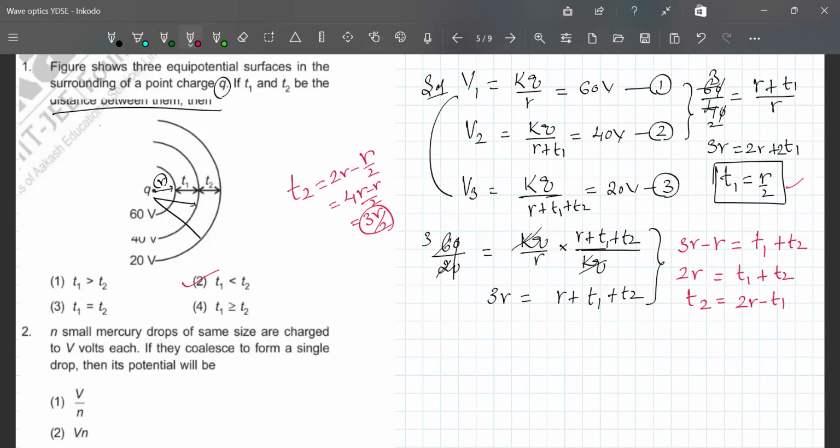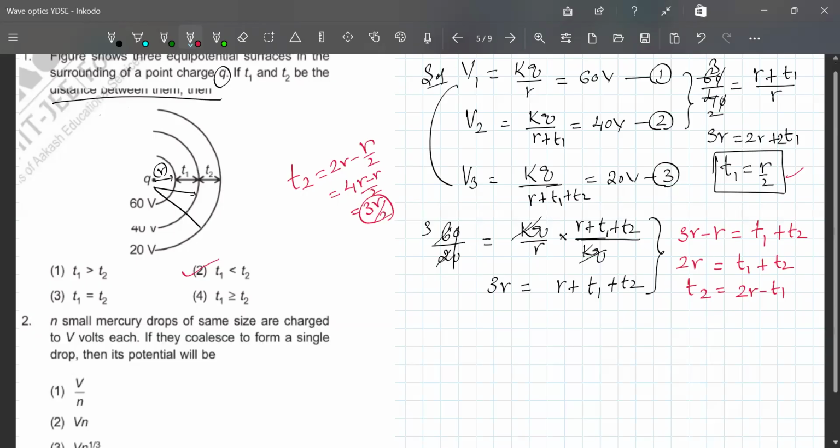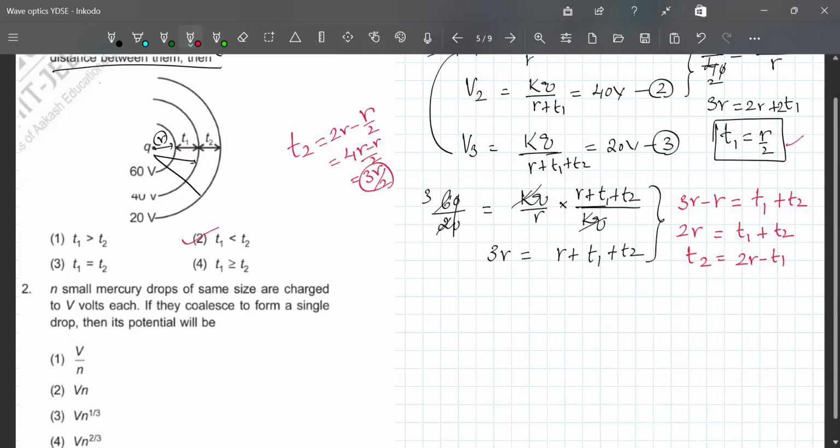So take three equations. From the three equations, we can write in three different ways. First we can find out the t1 value. Later we can find out the t2 and t1 relation. Then use the relation. Okay.